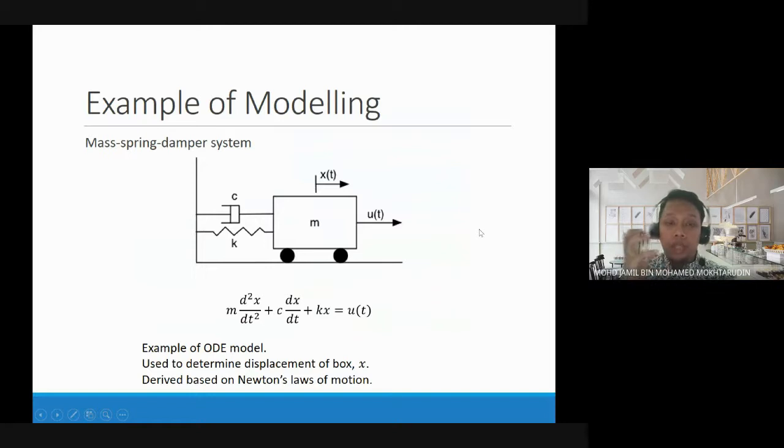Okay, so let's look at an example of how we model something. We have the common one that you have seen maybe in control systems and also dynamics. We can model this using a mass spring damper, and we get this equation. This is an example of an ODE, because it only changes with time. dx/dt, there is no dx over d something else. It changes with time only. The purpose of this model is to determine the displacement of the box, or of the mass m. And we derive this using Newton's law of motion.